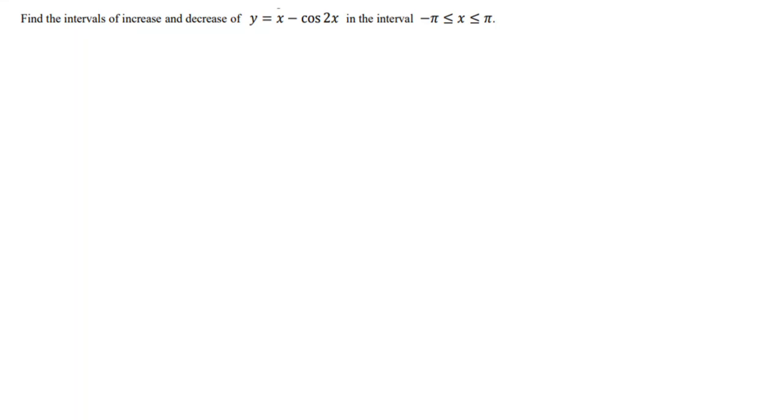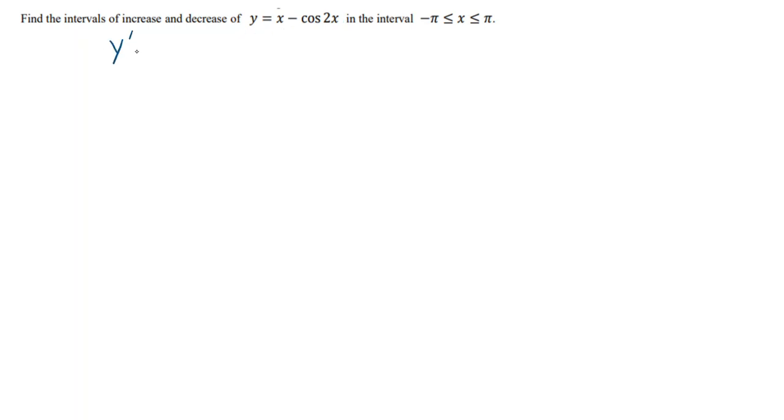Find the intervals of increase and decrease of y equals x minus cos 2x in the interval negative pi to pi. All right, so if we want to find the areas of increase and decrease, then we want to do the first derivative test. So let's find the derivative of this.